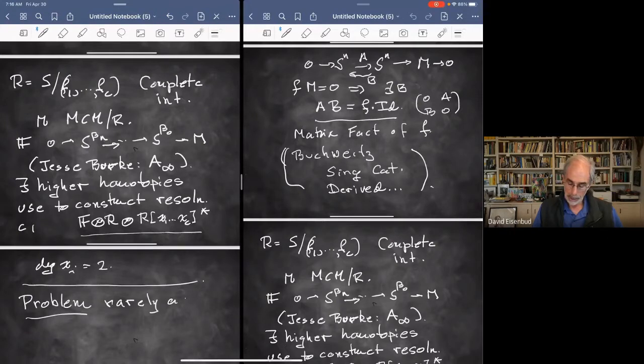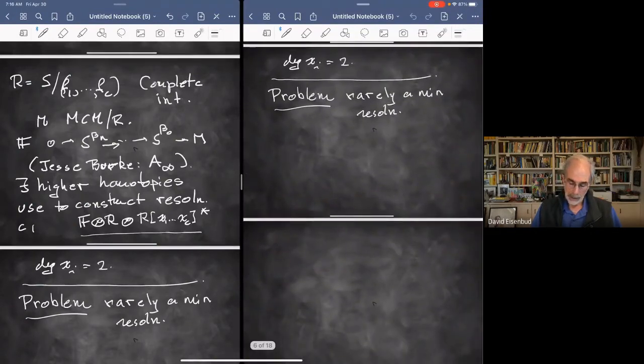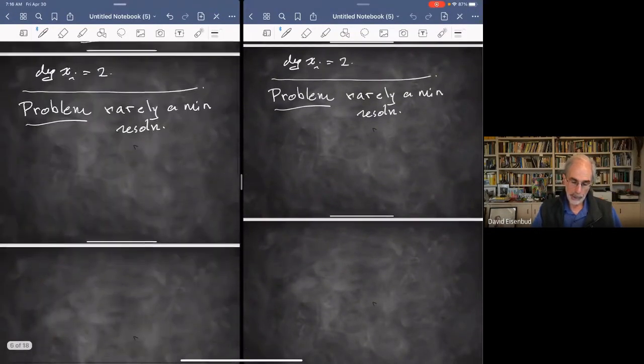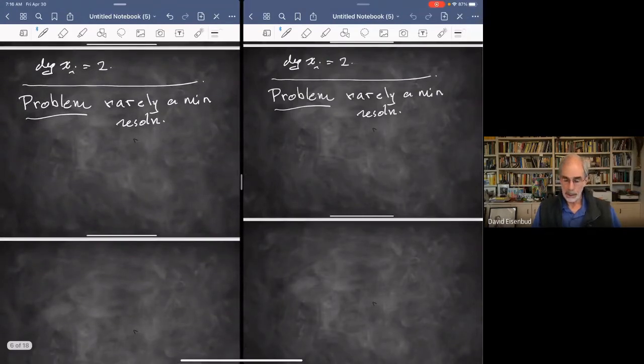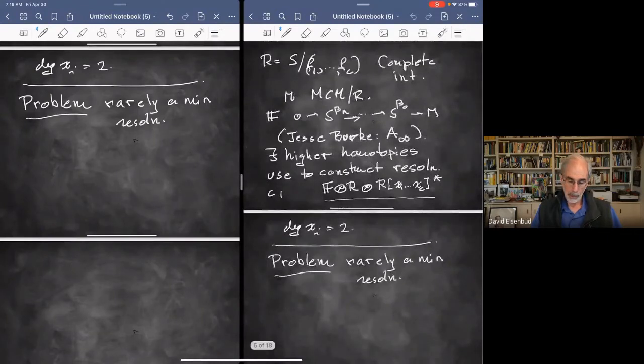Rarely a minimal resolution. And if you've thought about free resolutions much, then you know that minimal resolutions are really much more useful than non-minimal resolutions. You can read off lots more invariants from them. So I wanted to have a minimal resolution. I didn't know how to get it.